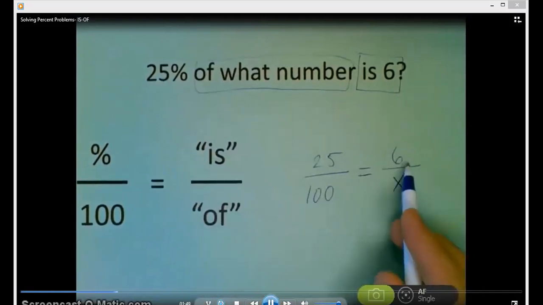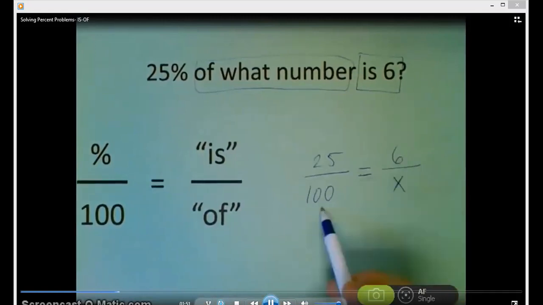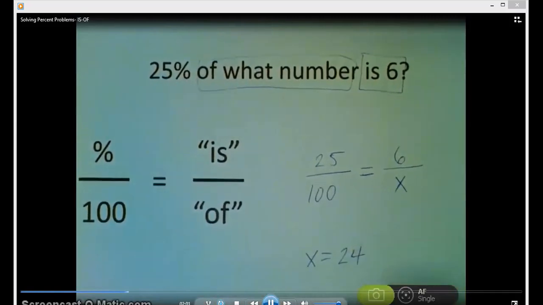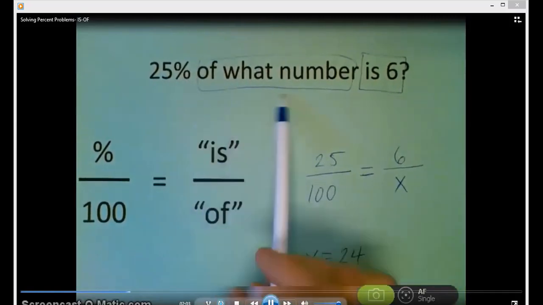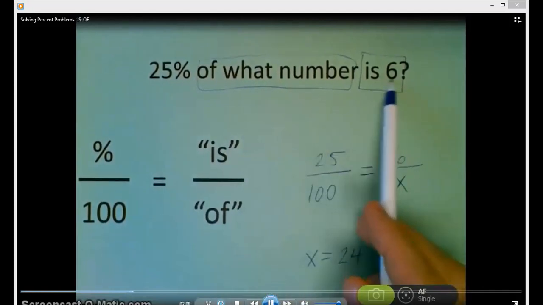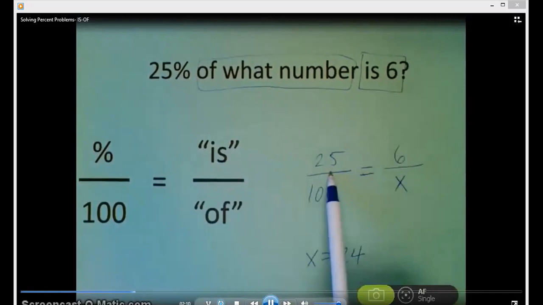So now I solve this like I would solve any proportion. 6 times 100 equals 600, divided by 25. X equals 24. And I can check my answer using number sense. They're asking me 25% of what number is 6. So I can ask myself, well, is 6 25% of 24? Why, yes, it is. I've done that correctly.